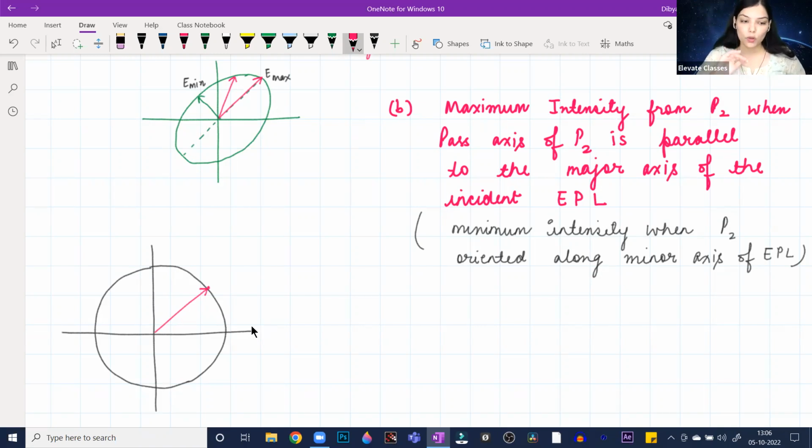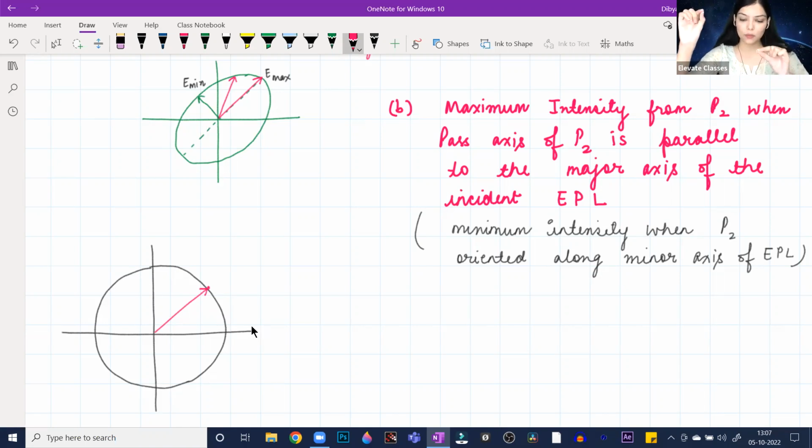So now what is the problem? When we think of an elliptically polarized light, we think an ellipse is moving in space. No, what is moving is an electric field, but the orientation of the electric field is changing as we are moving forward. So we are moving in the z direction, but this electric field is not constant, the orientation is not constant.